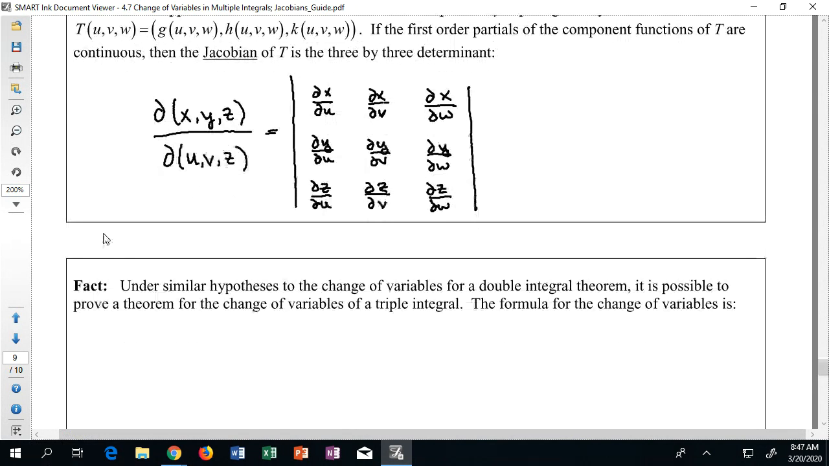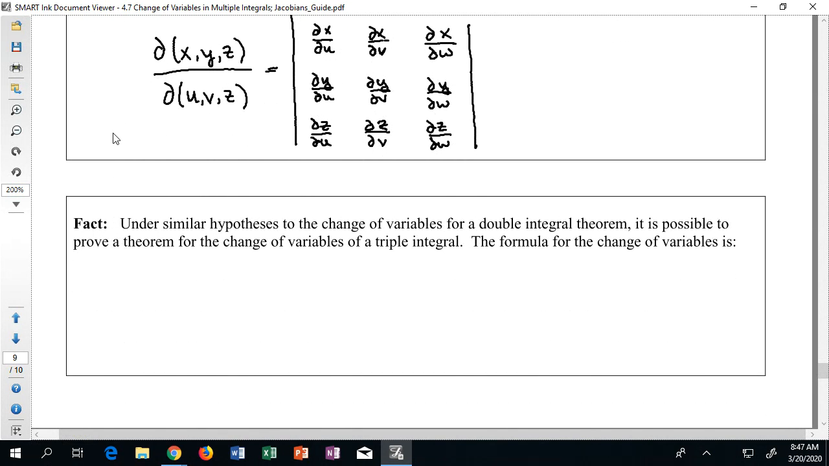If you take a look down below, I can say that using similar hypotheses to the change of variables for a double integral, it is possible to prove a theorem for the change of variables for a triple integral. And ultimately, it would say the following. If I wanted to integrate, say, over B some function of 3 variables, then I can, again, imagine changing out all of the individual pieces.